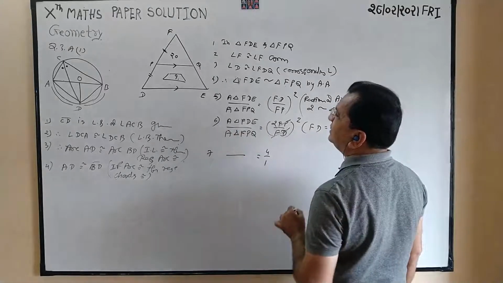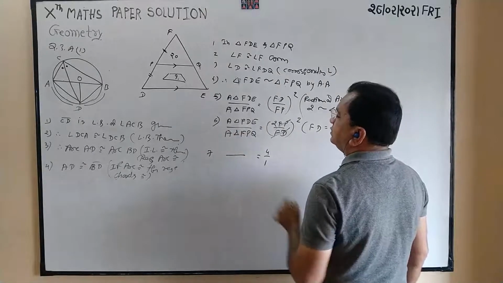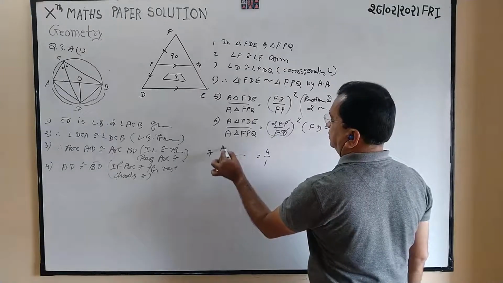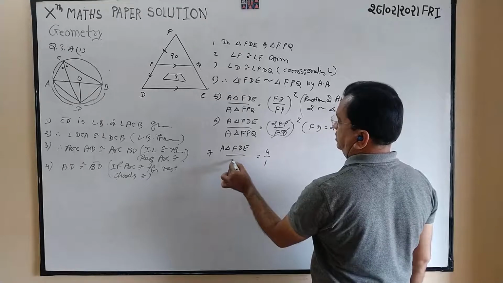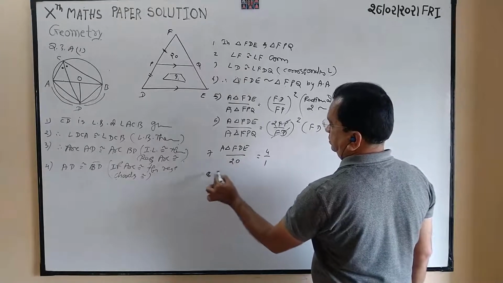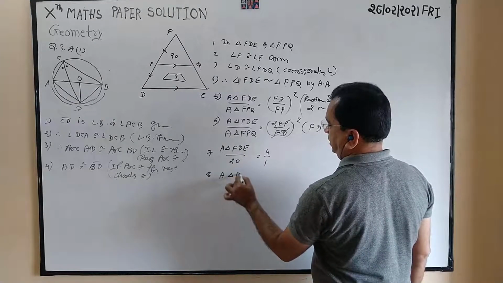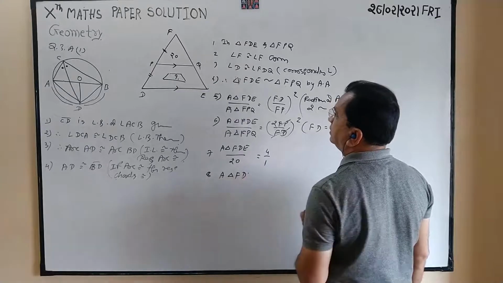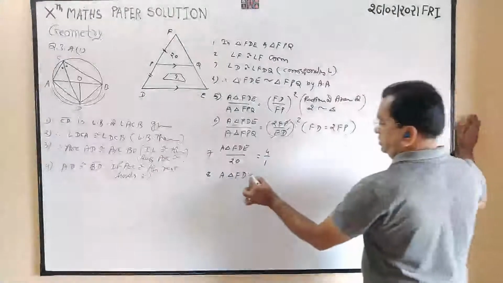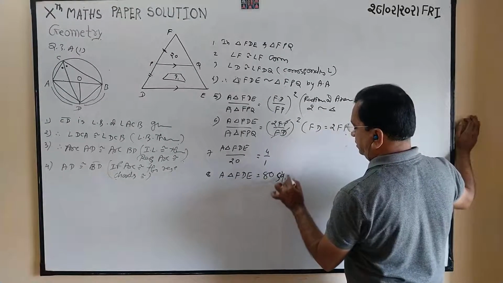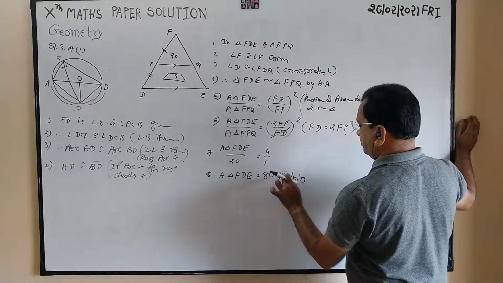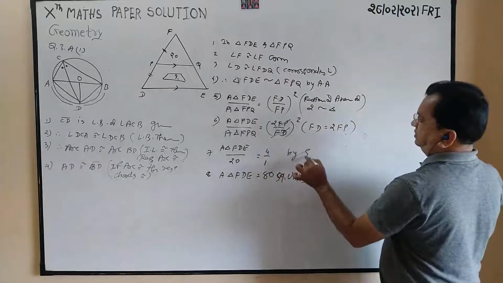And this triangle area is not given. This area is given 20. So area of triangle FDE is equal to 80 square units, by substitution.